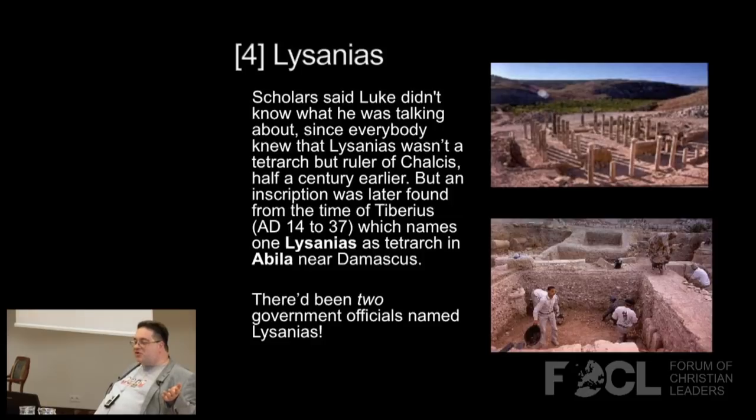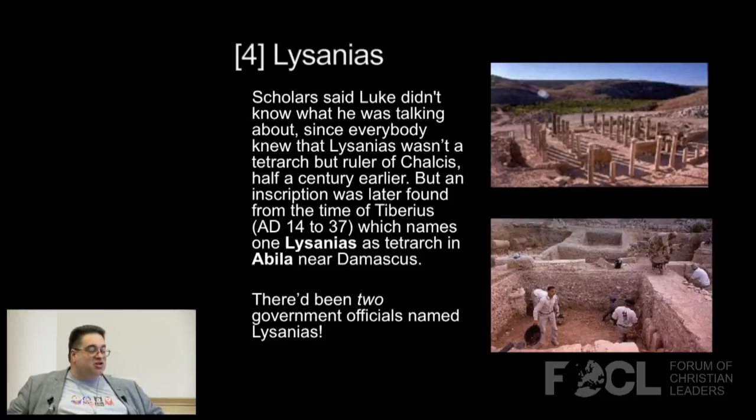No, because an inscription was later found from the time of Tiberius, 14 to 37 AD, which names someone called Licinius as tetrarch in Albia, near Damascus. There'd been 2 government officials with the same name, who'd had different jobs in different places. But you see how easily the skeptics go from, oh, there's no evidence, or oh, here's evidence of someone with that name with an official government job and it's the wrong one, therefore Luke must have it wrong.